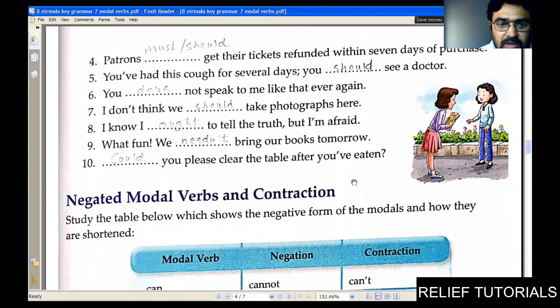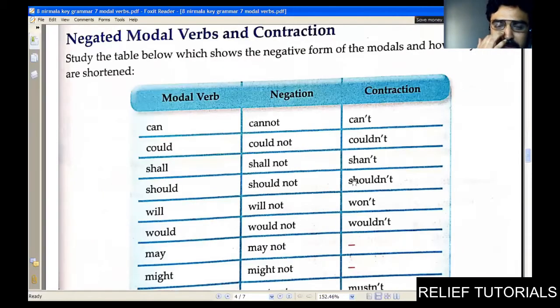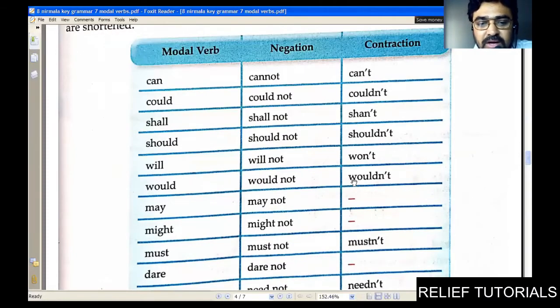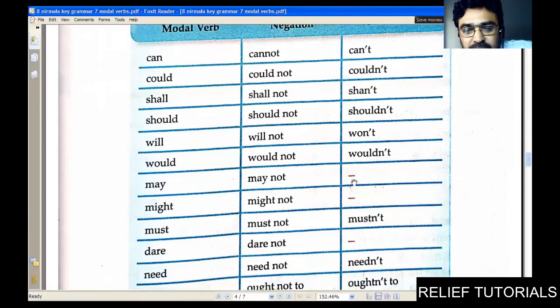Now, negated forms of these modal auxiliaries can also be called contractions. So can has cannot, but in contraction form it is called can't. Could is couldn't, shall is shan't, should is shouldn't, will is won't, would is wouldn't. May and might are obviously not used in the contraction form, so they should be avoided. Mayn't or mightn't should not be spoken. Must is mustn't.